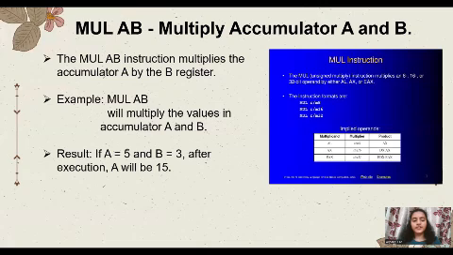MUL AB, which is multiply accumulator A and B, a multiplication instruction. The MUL AB instruction multiplies the accumulator A by the B register. For example, MUL AB multiplies the values of the accumulator A and B. For the result, if I assume A is equal to 5 and B is equal to 10, then after the execution A will give rise to 50, which is multiplication as we do in mathematics. That's it. In multiplication, we can take signed as well as unsigned numbers.